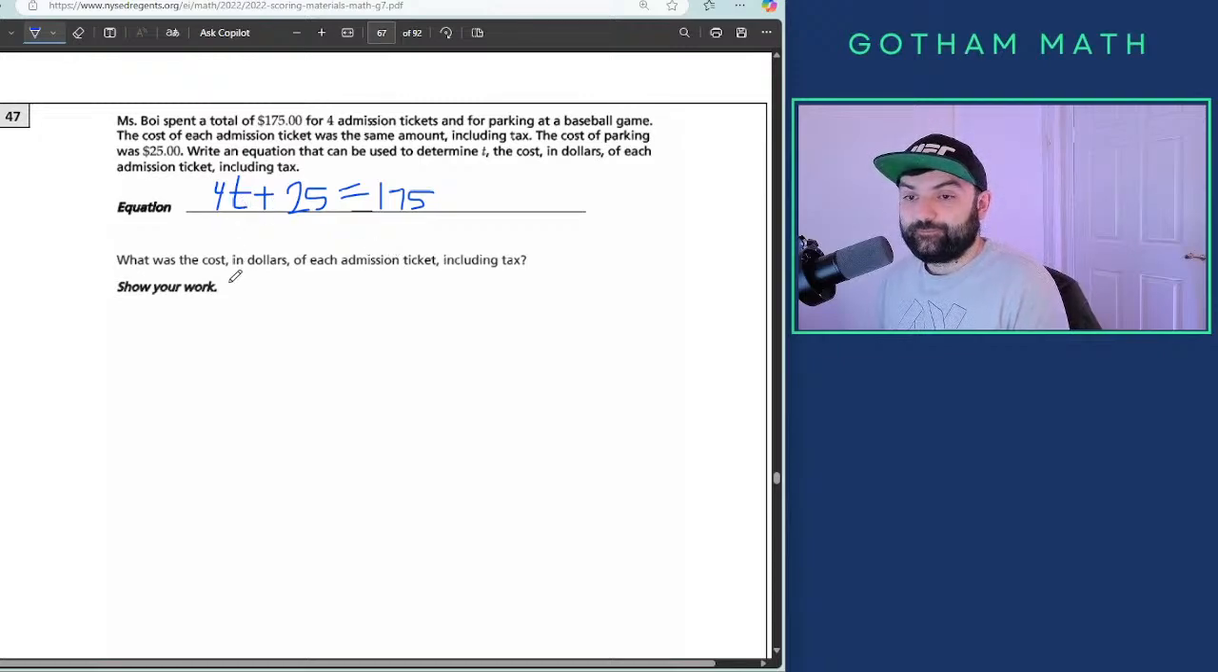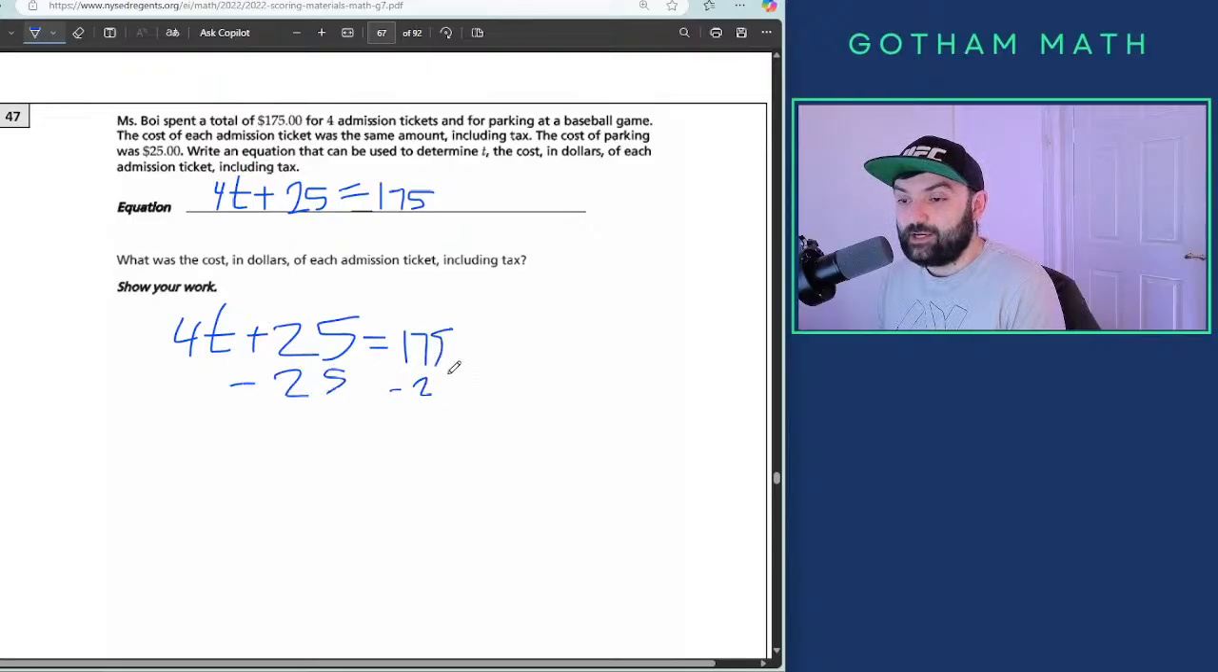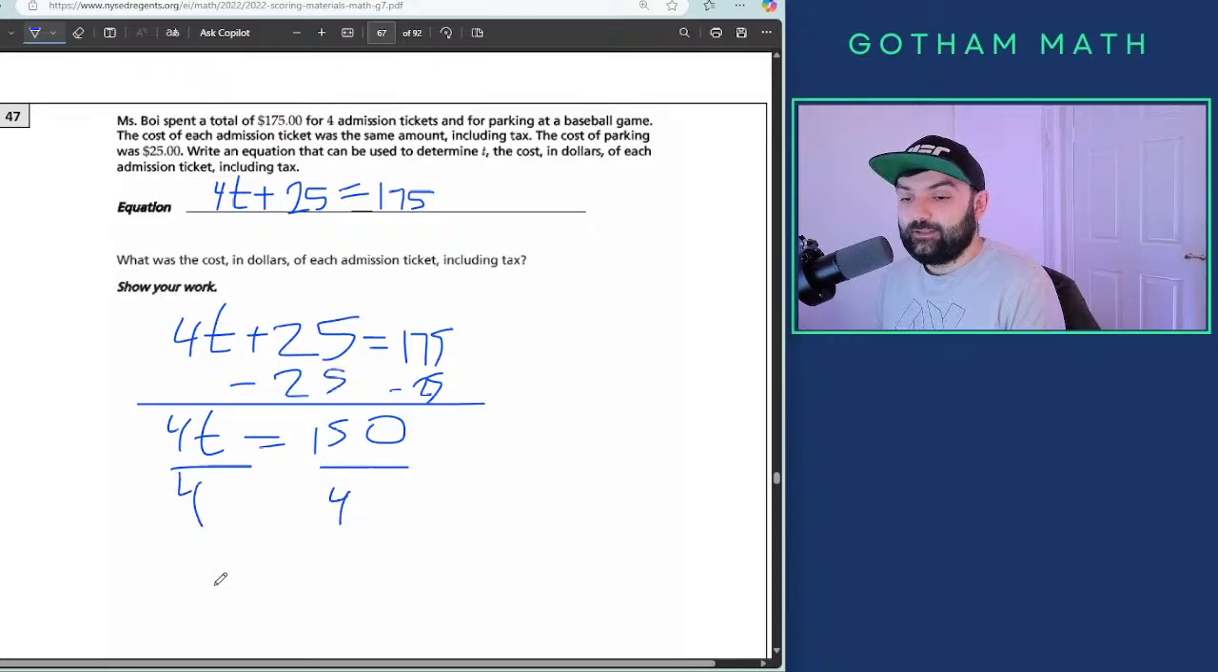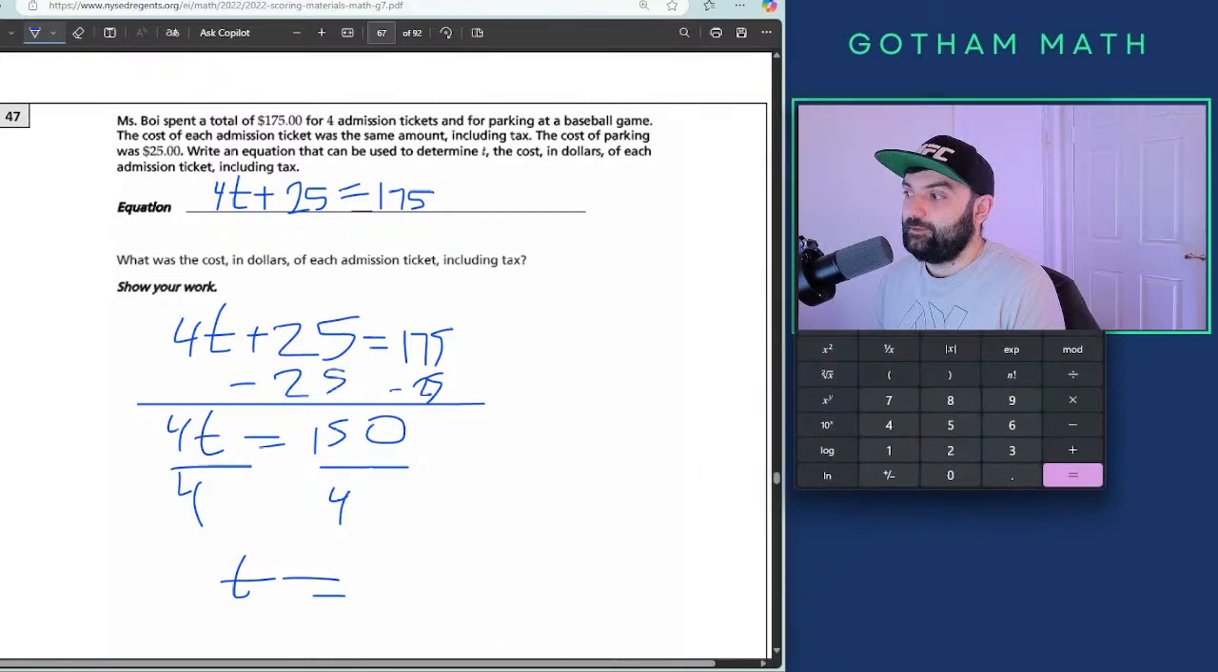That's the equation. What is the cost in dollars of each admission ticket, including tax? So now we just have to solve it. It's just a regular two-stepper that we have to solve to find the price of each ticket, which we've done thousands and thousands of times. 4T equals 150, divide by 4, and we get T equals 75 divided by 2. What is it? 37 and a half, maybe?